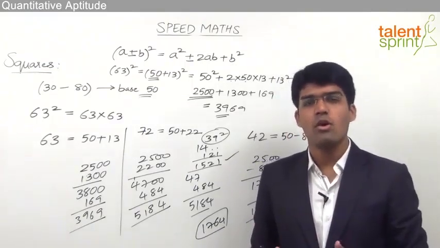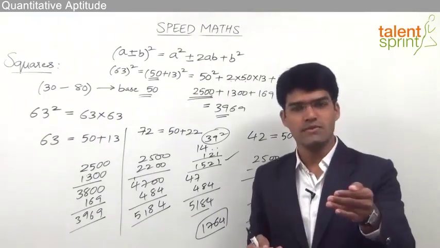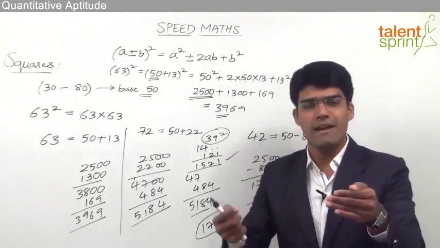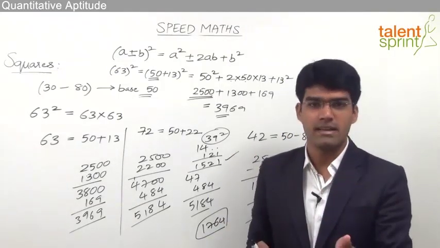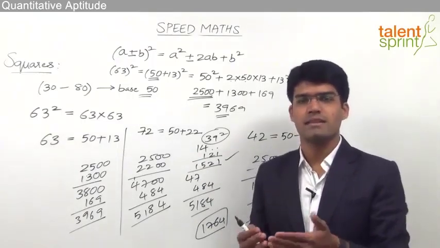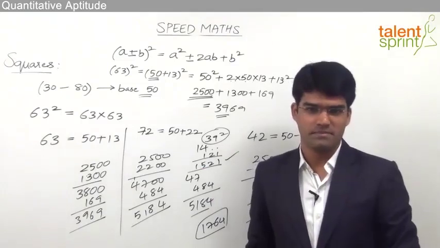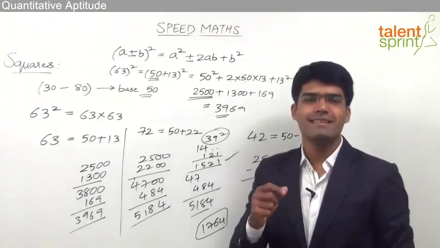Or if we have to find out what is 46 square, 46 is 50 minus 4. So we get 2500. Because it is minus 4, we have minus 400. 2500 minus 400 is 2100. Plus 4 square. 4 square is 16. So 2100 plus 16 will give us 2116. So this is how we can find out squares ranging from 30 to 80 in less than 3 seconds.